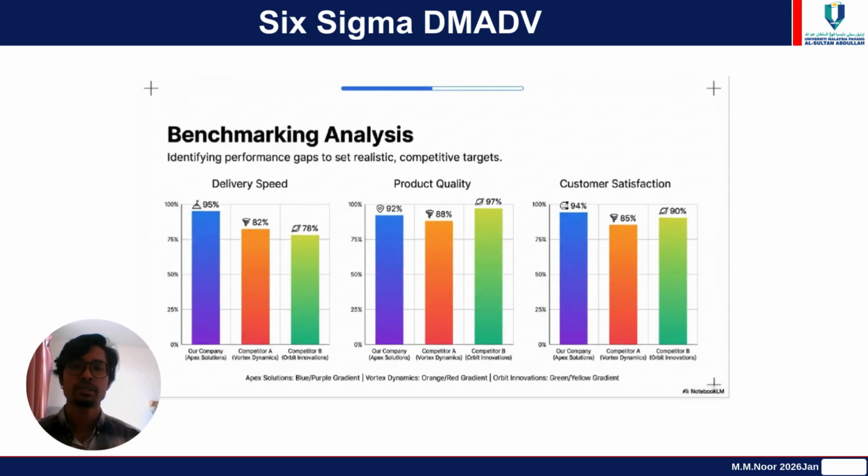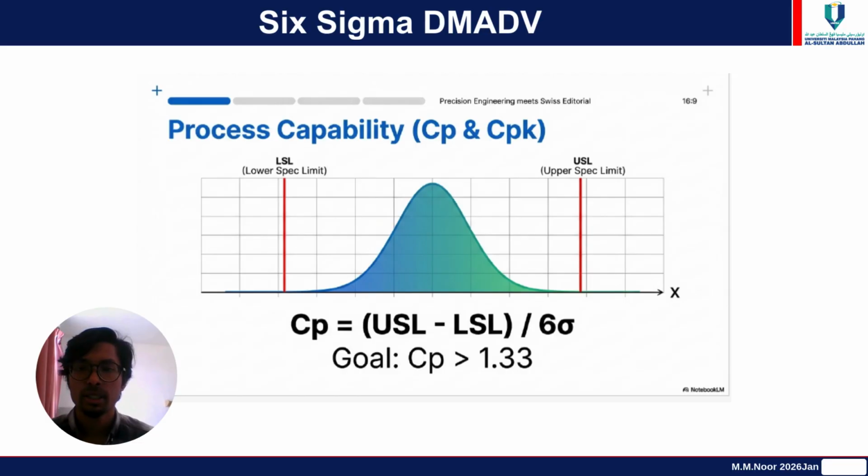Let's see benchmarking. Benchmarking is also performed to compare our performance with competitors. This helps us set realistic and competitive targets. This is the graph showing the benchmarking. We also evaluate process capability using measures such as Cp and Cpk. These values tell us whether the process can consistently meet specifications. This phase ensures our design goals are measurable and achievable.